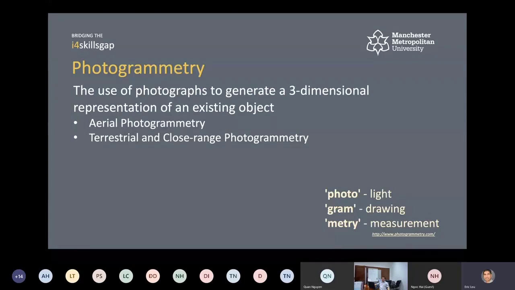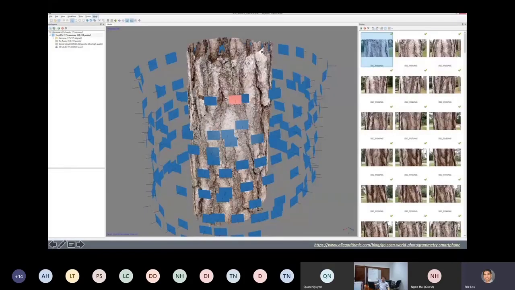Photogrammetry means light drawing measurements. That's what it means, and this is how it looks. This is a quick print screen. If I want to model the bark of a tree with this software, I will take pictures around the tree using my phone. All the blue dots around the tree are one picture each. The one highlighted is the one in pink.